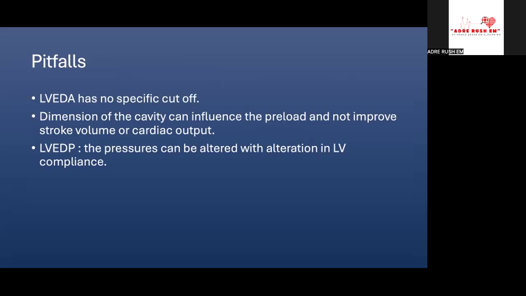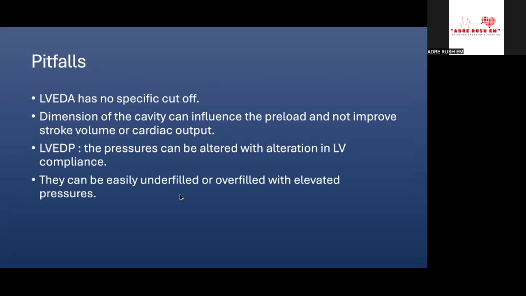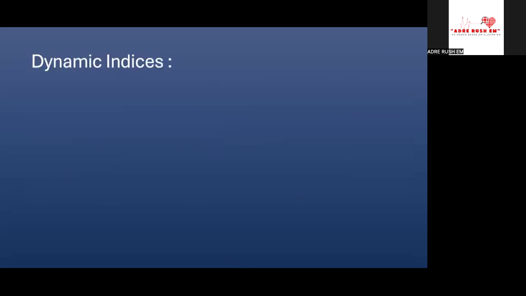And then you have LV end diastolic pressure. The pressures can be altered with alteration in your LV compliance. That is, if there is AF, it is not a reliable measure. If you're having restrictive cardiac diseases, it's not a reliable measure. MS, MR, it's not a reliable measure. The LV can be easily underfilled or overfilled with elevated pressures, like in LVH and in patients with mitral stenosis and all. Coming to the dynamic indices, you have the LV outflow variation.